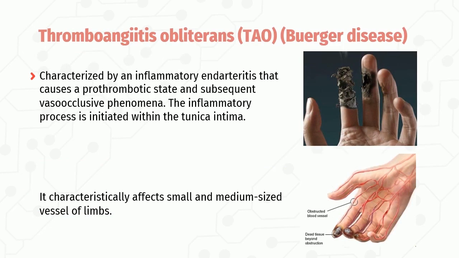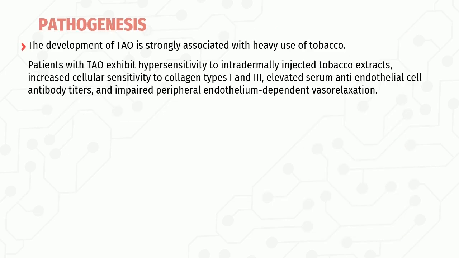Now another one, thromboangiitis obliterans, Buerger disease, which is characterized by an inflammatory endarteritis that causes a prothrombotic state and subsequent vaso-occlusive phenomena. The inflammatory process is initiated within the tunica intima. This disease typically affects small and medium-sized vessels of the limbs, and its pathogenesis is strongly associated with heavy use of tobacco. Patients show hypersensitivity to intradermally injected tobacco, increased cellular sensitivity to collagen type 1 and 3, also elevated serum anti-endothelial cell antibody, and impaired peripheral endothelium-dependent vasorelaxation.